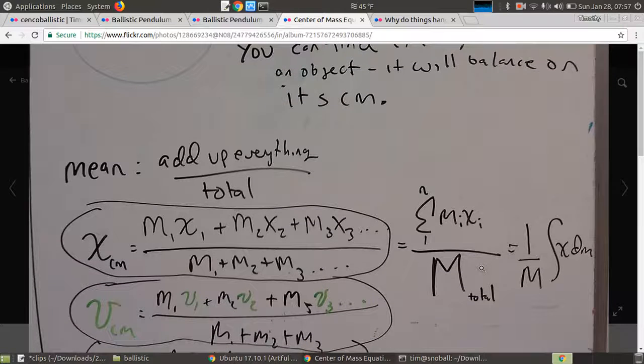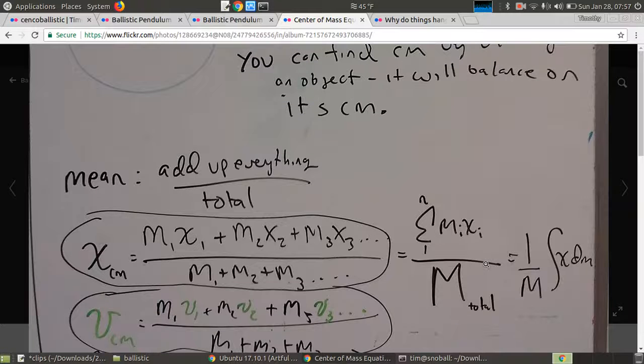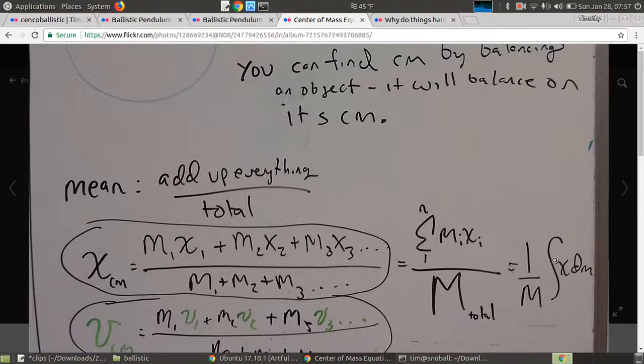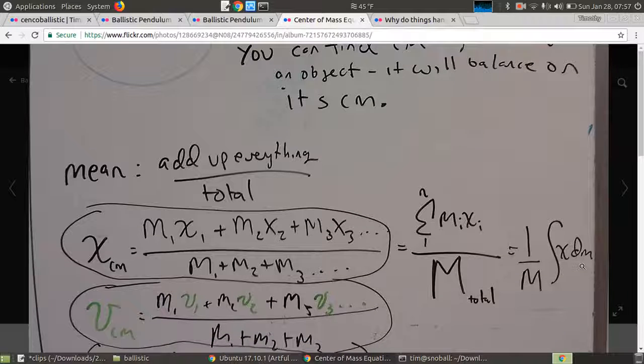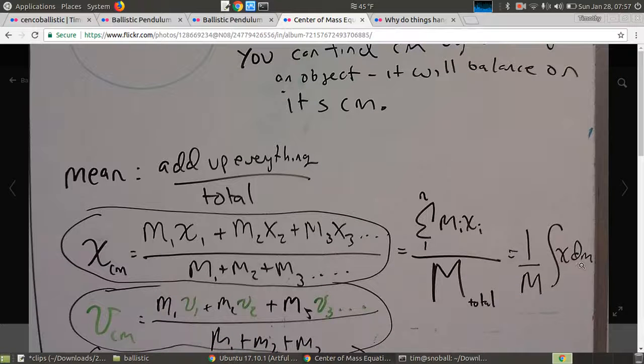And if you were talking about a continuous object where the masses were infinitely small, which is how you describe a real stick that had mass or a baseball bat or something like that, this equation turns into this, where we have infinitely small slices of the object that have mass.